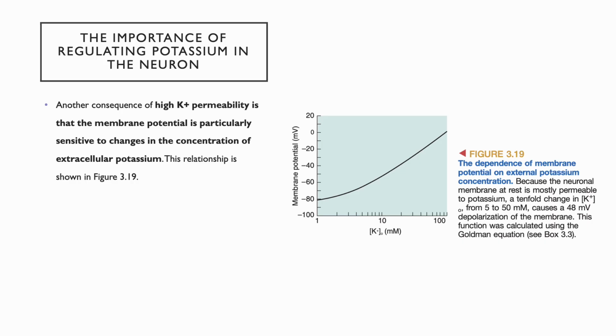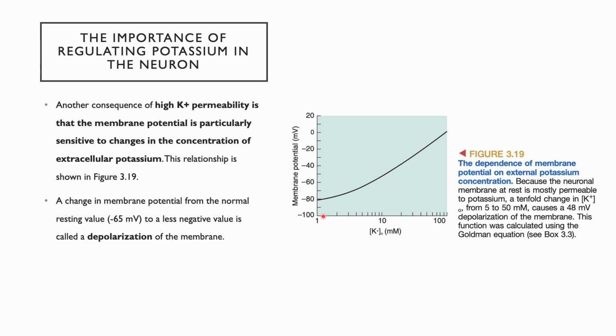nerve impulses. Another consequence of high potassium permeability is that the membrane potential is particularly sensitive to changes in the concentration of extracellular potassium. So, for example, a change in membrane potential from the normal resting negative 65 millivolts to a less negative value is called depolarization. This is when there can be an influx of sodium ions inside of the cell and an efflux of potassium ions outside of the cell. Therefore, increasing extracellular potassium depolarizes neurons.